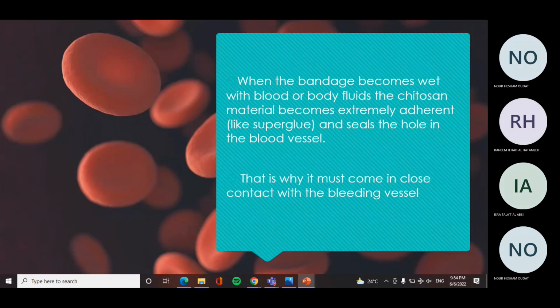When the bandage becomes wet with blood or body fluid, the chitosan material becomes extremely adherent, like superglue, and seals the hole in the blood vessel. That is why it must come in close contact with the bleeding vessel.